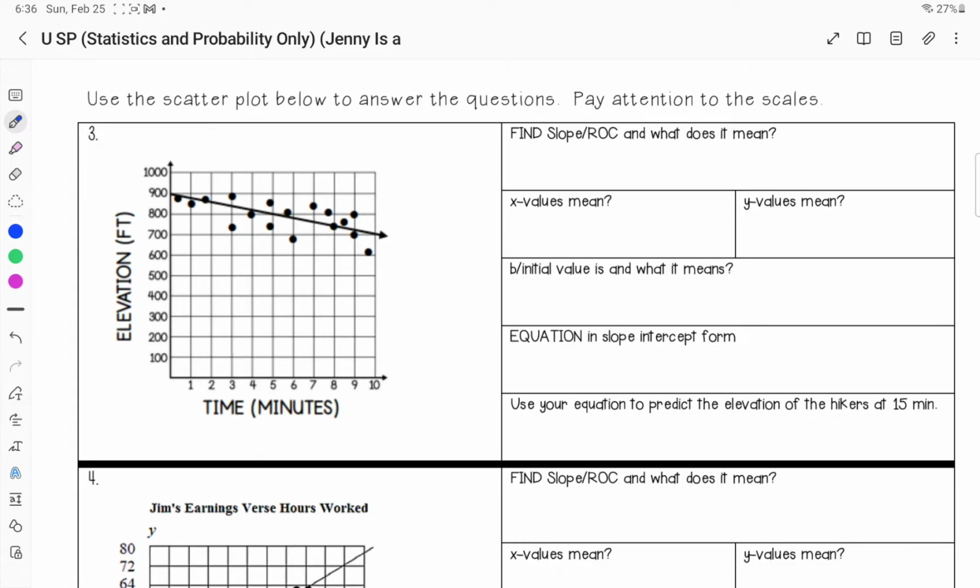So it says, use the scatter plot below to answer the questions. Pay attention to the scales. So right here, we're looking at time and we're looking at elevation. So I'm going to actually skip this very first one and come right here. What do my x values mean? Time in minutes. So each x value represents minutes on this graph. Now each y value represents some type of total. I've already discussed that with you, that it's always a total. In this case, this is total elevation.